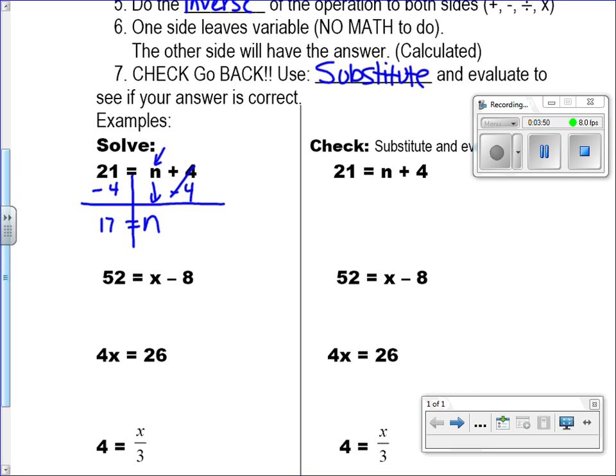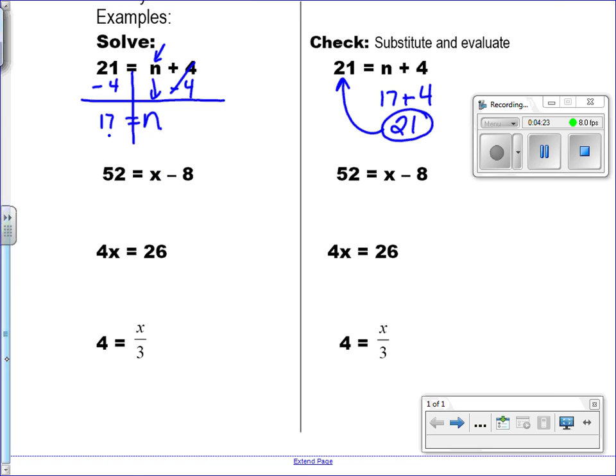Now what I need to do with this problem is substitute and check. I said n equals 17. So I'm going to substitute 17 in for n and say plus 4. 17 plus 4, I'm double checking on my calculator, is 21. Since that 21 equals 21, that means I solved it correctly and got the right answer for n.